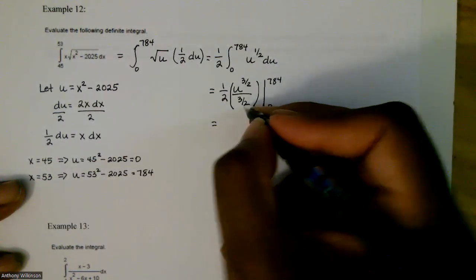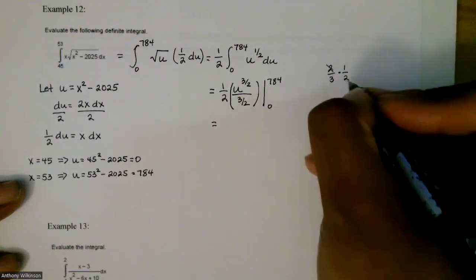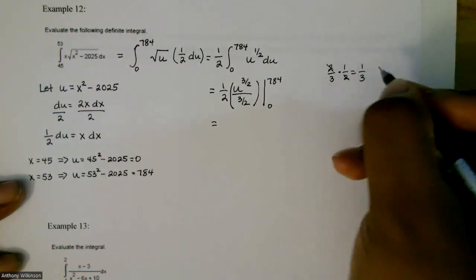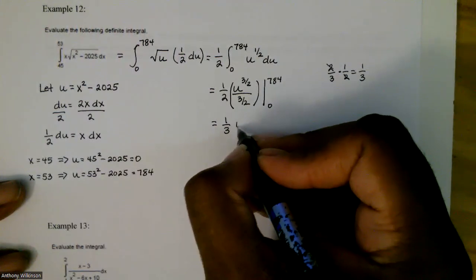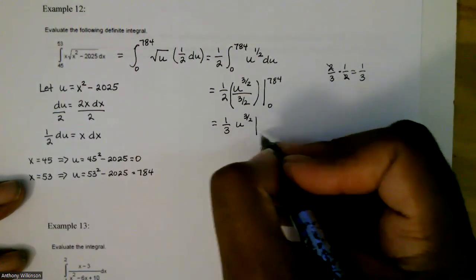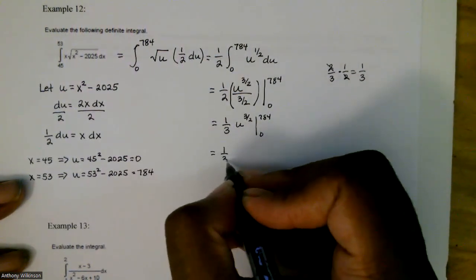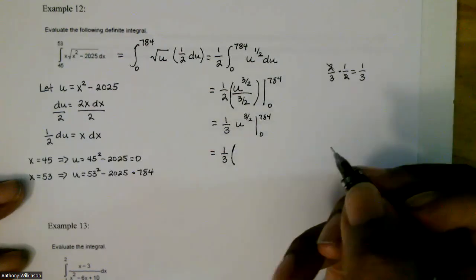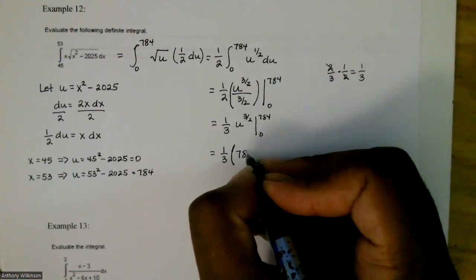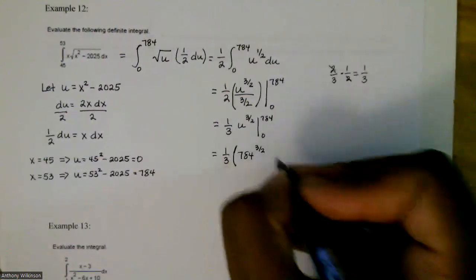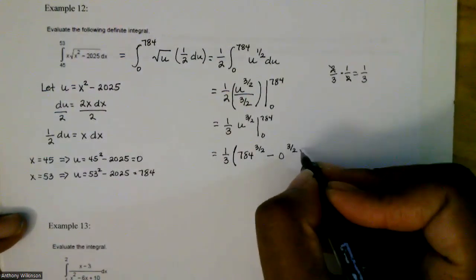Now, the reciprocal of 3/2 is 2/3. So it'll be 2/3 times 1/2. If I simplify that, it will be 1/3. So I'm going to have a 1/3 here, u to the 3/2 from 0 to 784. So this would be 1/3 times, u would be replaced with that 784. So it'd be 784 raised to the 3/2 minus my lower limit, which is 0 to the 3/2.